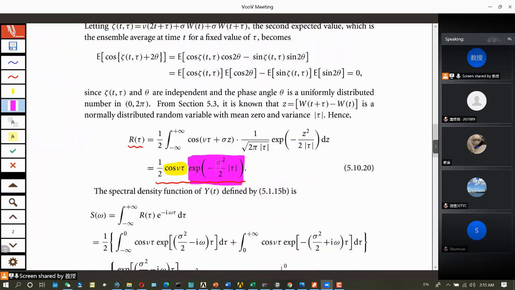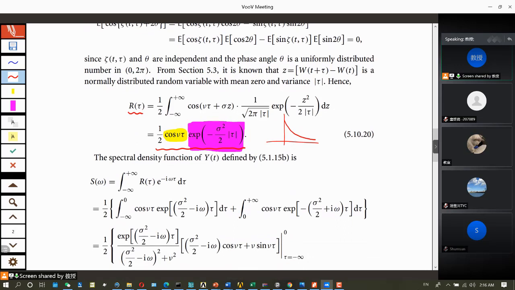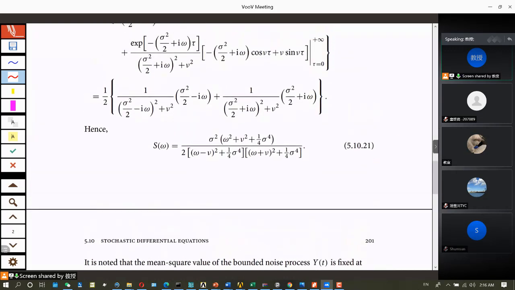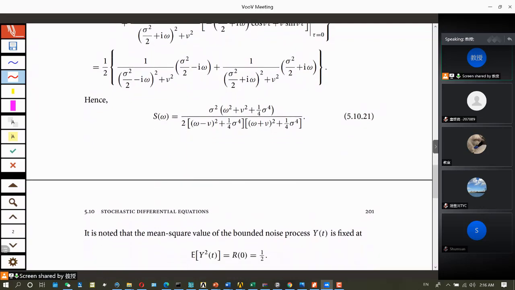Okay, so when sigma is 0, we only have cosine. When we increase sigma, we have exponential decay. So the larger the sigma, the more noise we have. We can also derive the power spectral density of this bounded noise.